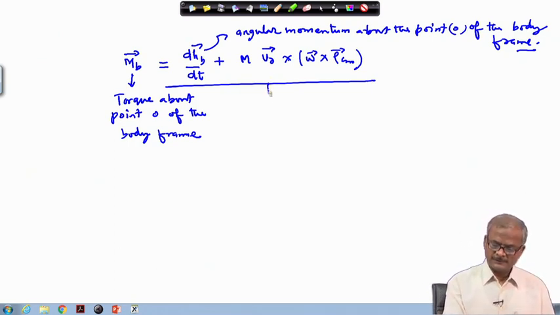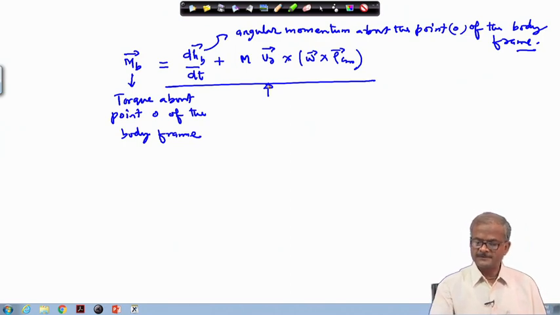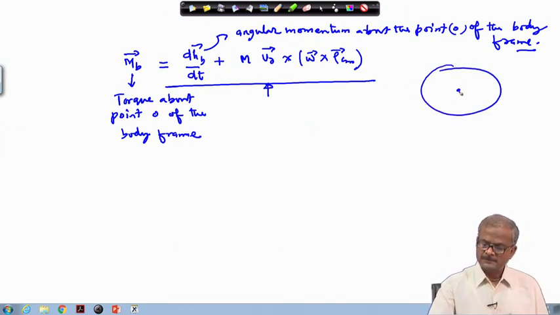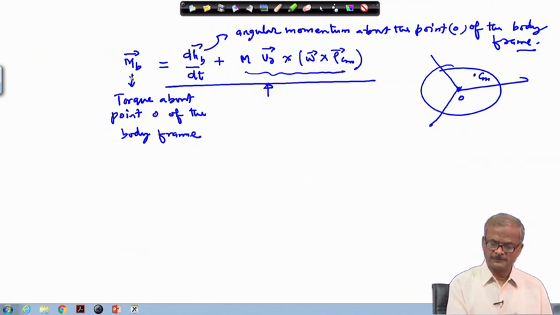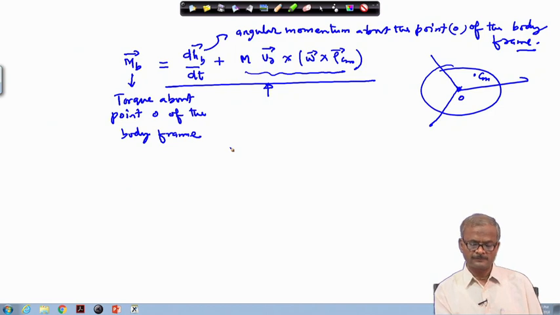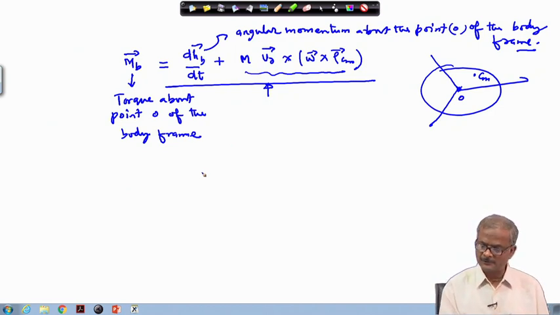And whenever you are dealing with a system where your reference point O is not coinciding with the center of mass, which is located somewhere here, then you must add this extra term to your equation of motion, or the equation of rotational motion, in order to get the correct answer.